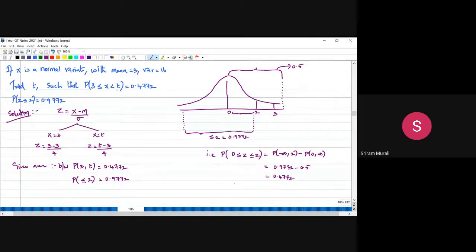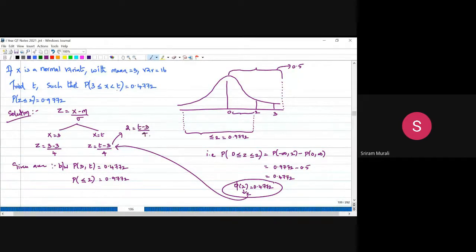For 0.4772 the value is 2. In the last problem also we discussed phi of 2 is 0.4772. Therefore, this is my z value. Now you take it here. So 2 is equal to t minus 3 by 4. This implies t is equal to 11.